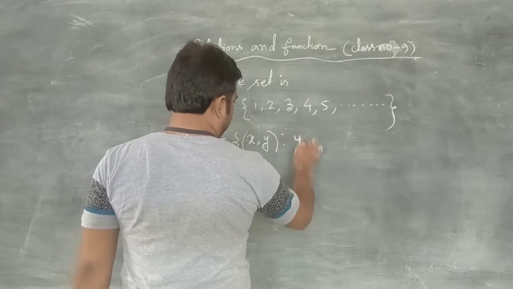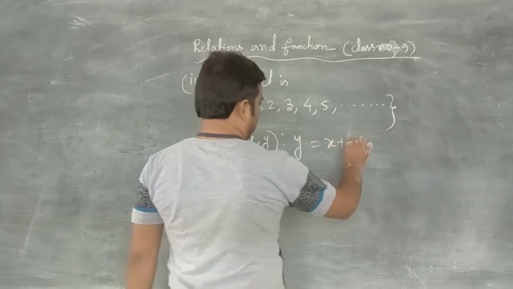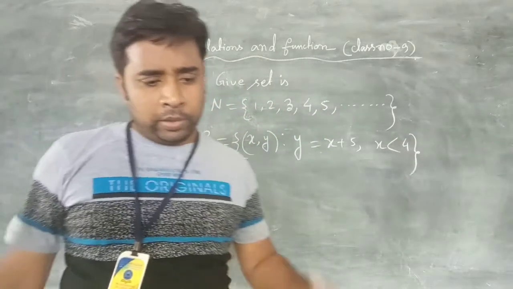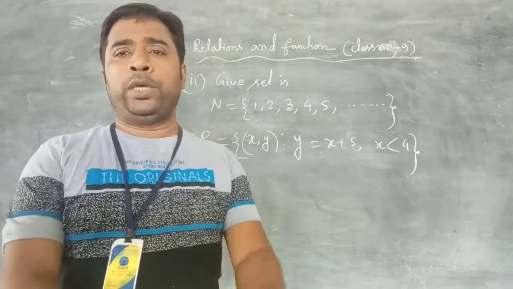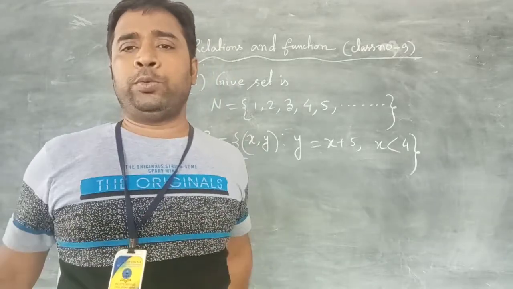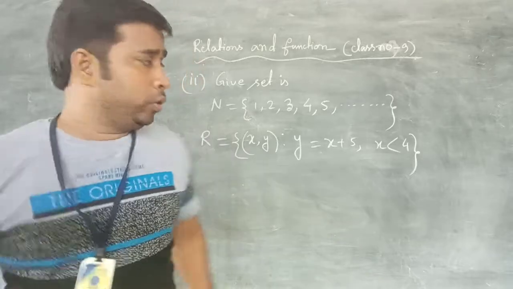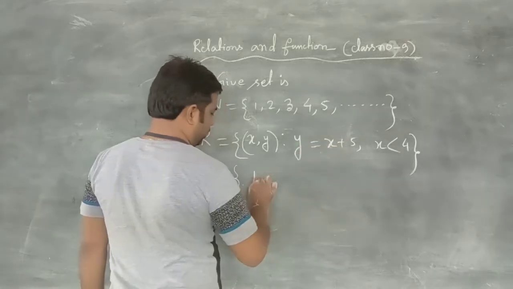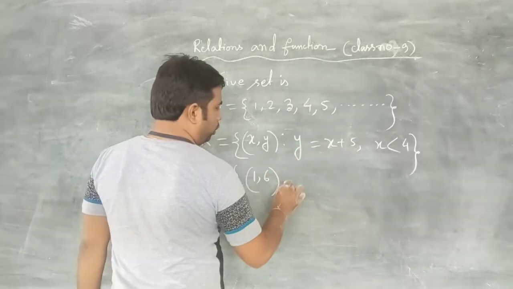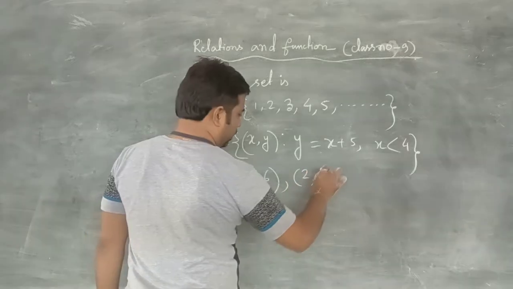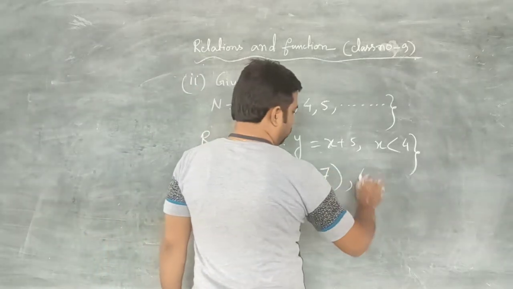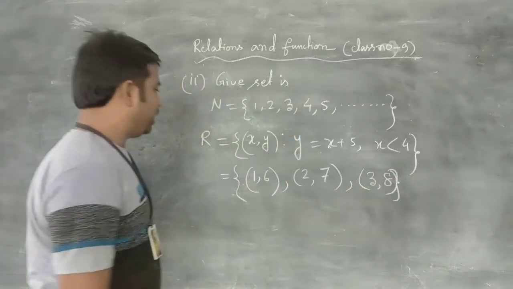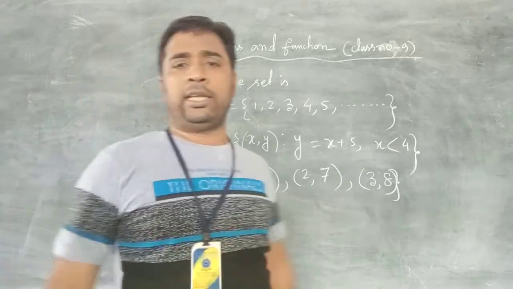such that y equal to x plus 5, and here the value of x is less than 4. The value of x is less than 4, that means we cannot take more than 4. That means we have to stop at 3. So let us put x equal to 1 first. If we consider x equal to 1, y equal to 6. If we put x equal to 2, y equal to 7. If we put x equal to 3, y equal to 8. So only these 3 elements are there in the relation.